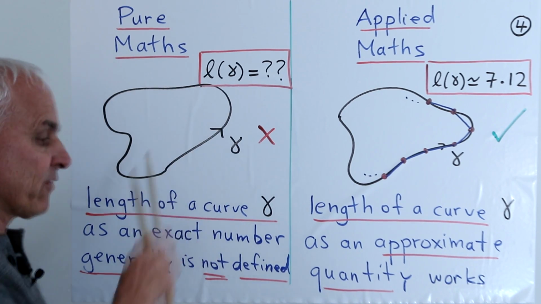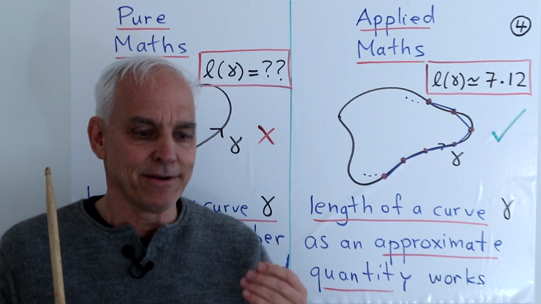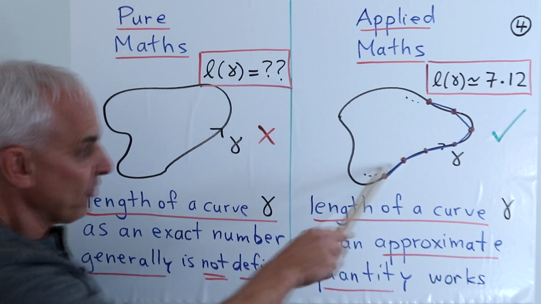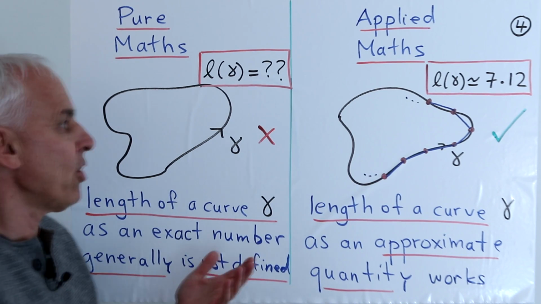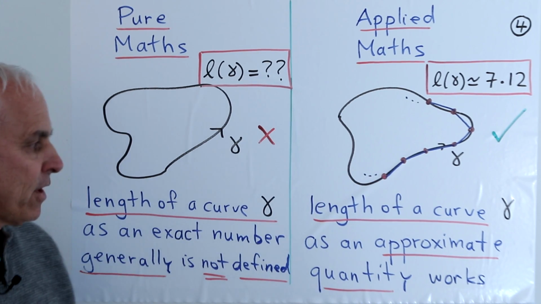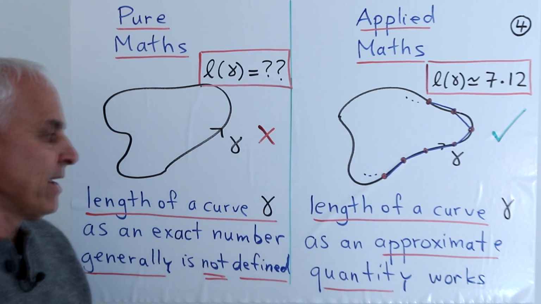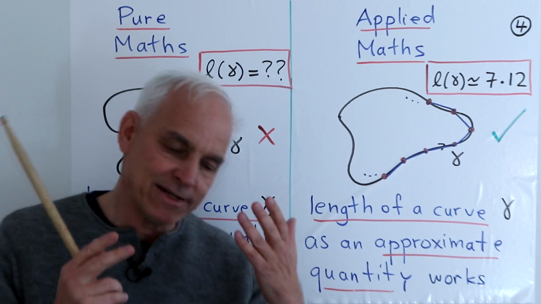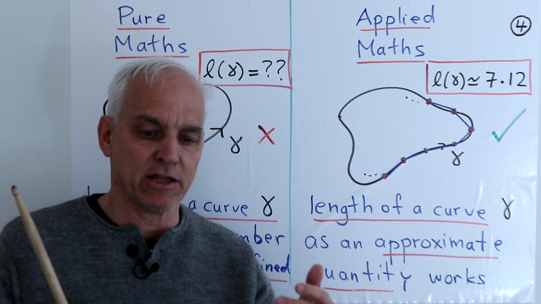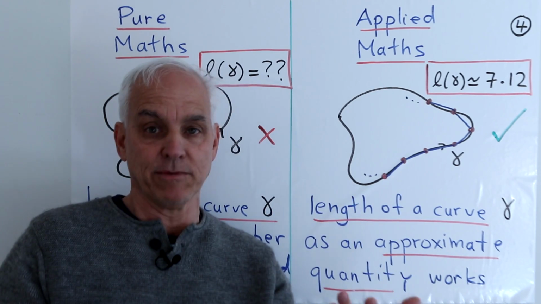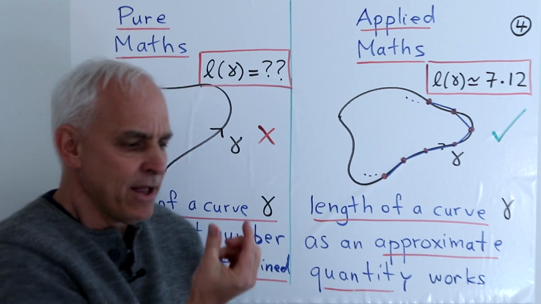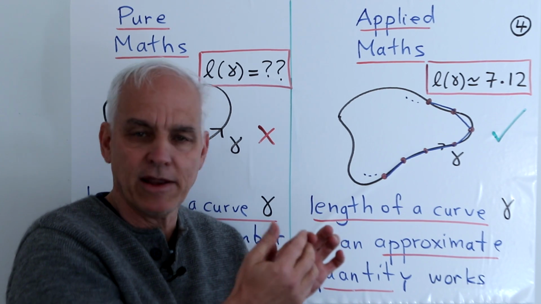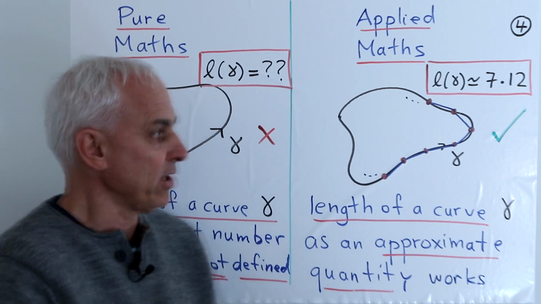So when it comes to the lengths of curves, this is an excellent example of this. From an applied maths point of view, you have some curve here, and you want to know what the length of the curve is. Well, the length of a curve, this one here, gamma, is an approximate quantity in applied mathematics, and that works. It makes sense to talk about the approximate length of a curve, where you understand that the length is going to give you an interval. There's some kind of range of values, and there's an indeterminate aspect about what the length actually is.